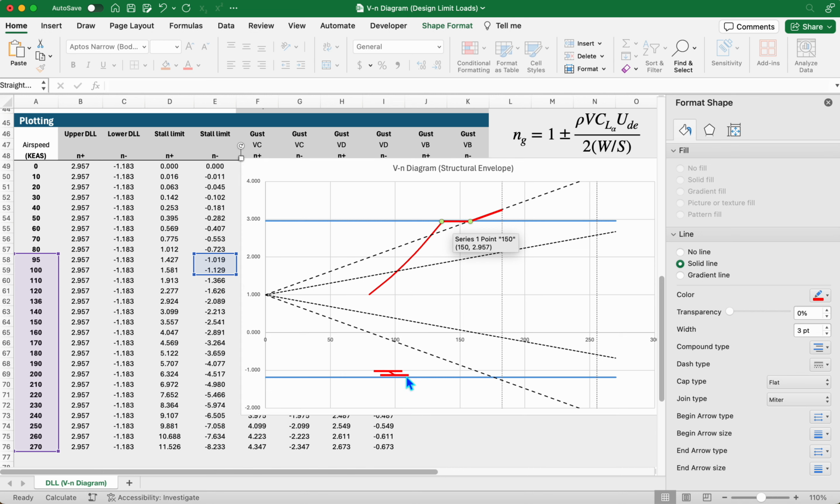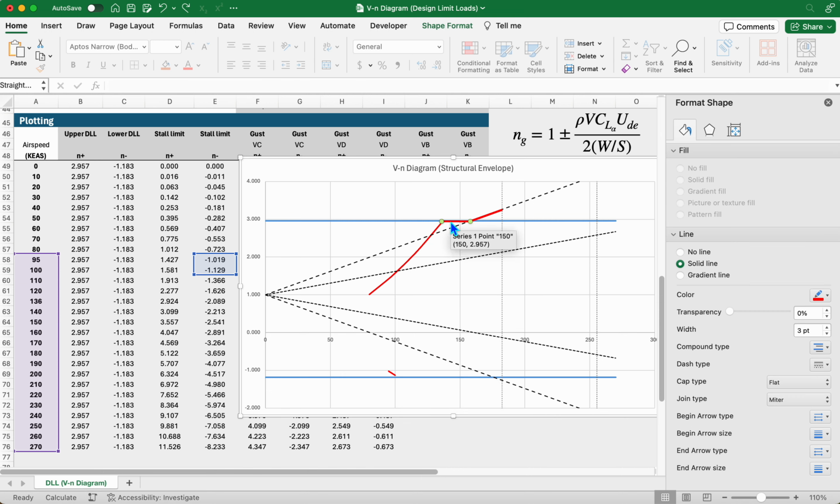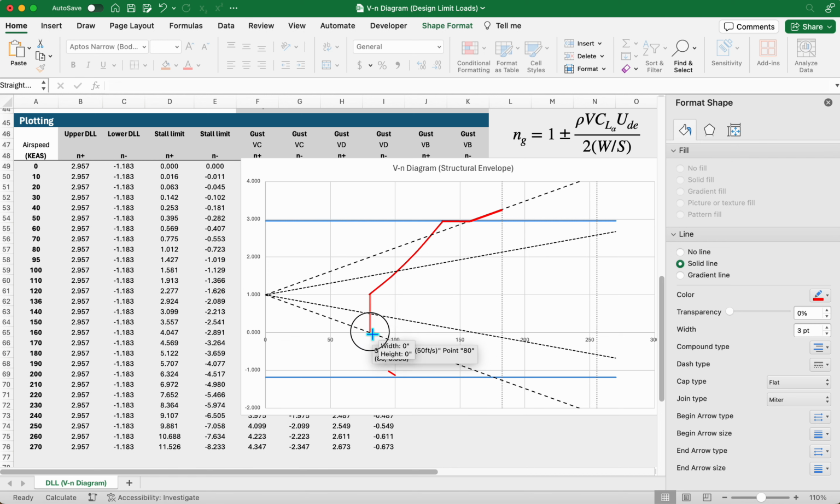And I'll copy some line segments. What just happened? There we go. So then we have vertical lines for our stall at our lower limits from the intersection of our stall lines and a load factor of positive and -1. So these form the boundary on the left side.